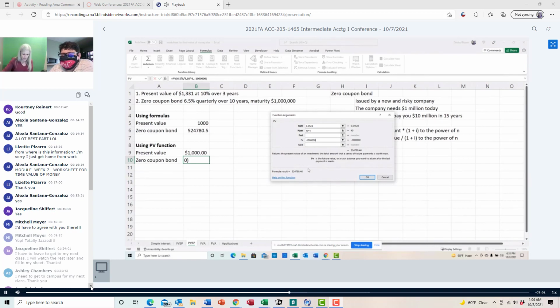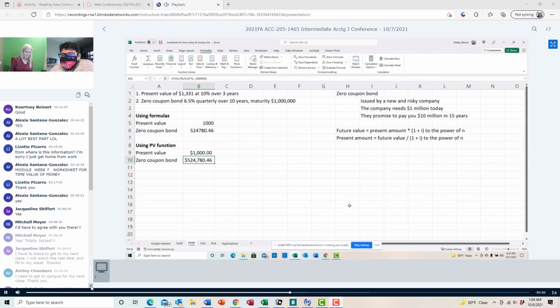And notice we get the exact same answer of $524,780.46, but again, a heck of a lot easier than trying to remember this formula.